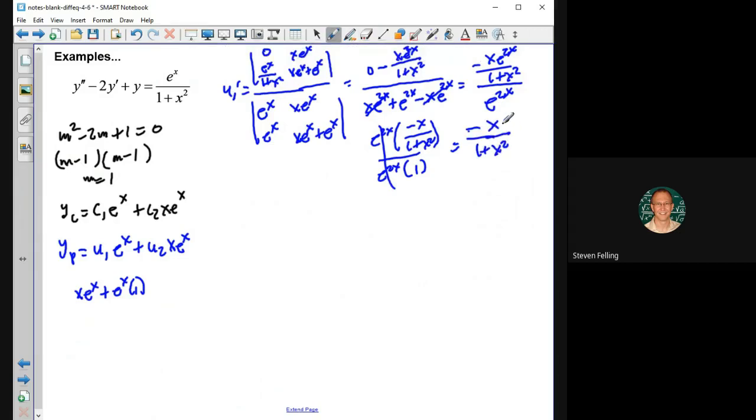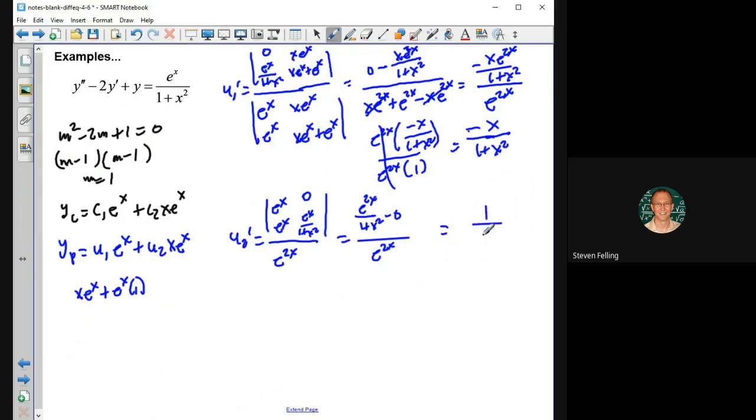All right. And now let's find u2 prime. u2 prime is the same Wronskian, so it's going to end up with e to the 2x on the bottom. But here we would have the original Wronskian, and we would replace this column now with 0 and e to the x over 1 plus x squared. So on the top here, we're going to get this times this, which is e to the 2x over 1 plus x squared minus 0. So when you factor and cancel these out, you're going to end up with 1 over 1 plus x squared this time. Okay. So now we have to take the antiderivatives of those.